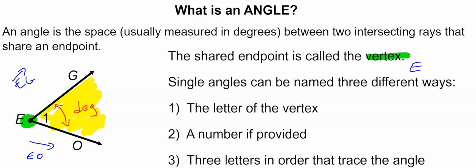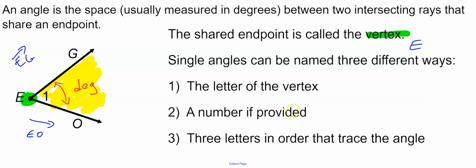Now, when I name an angle, there are three ways to name an angle. So angles can be named just by themselves. A single angle. Notice I am saying single angles. An angle by itself can be named three different ways. I can name it by the letter of the vertex. I can call this angle E. If they provide a number inside this angle, I can name it by that number. That is a 1, so I could call this angle 1.